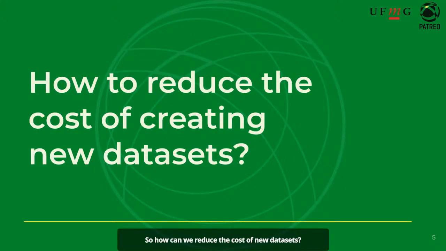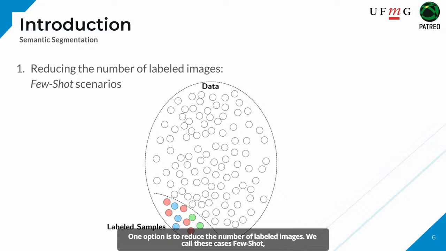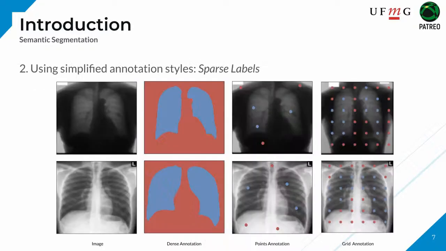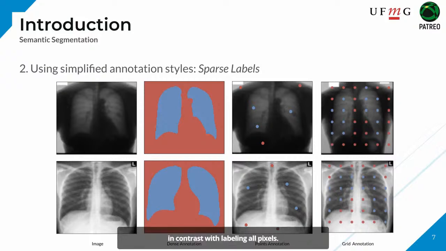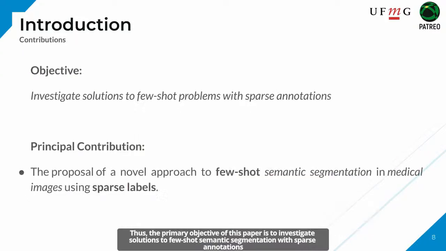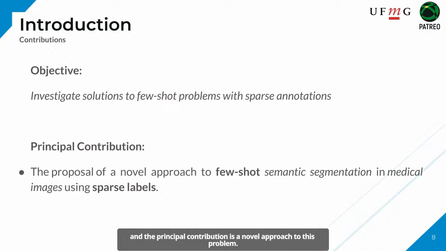So how can we reduce the cost of new datasets? One option is to reduce the number of labeled images. We call those cases few-shot, and often we have a small number of labeled images, often less than 20. Another option is to use simpler annotations that we call sparse labels. By this, we denote any type of annotation where only a subset of pixels are assigned a class, in contrast with labeling all pixels. Thus, the primary objective of this paper is to investigate solutions to few-shot semantic segmentation with sparse annotations, and the principal contribution is a novel approach to this problem.